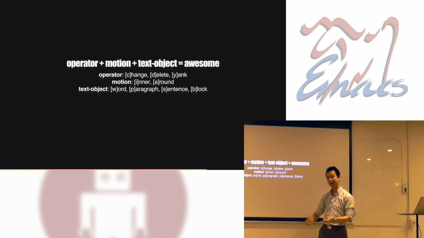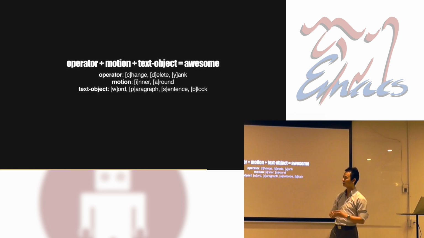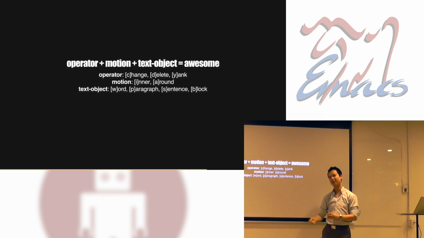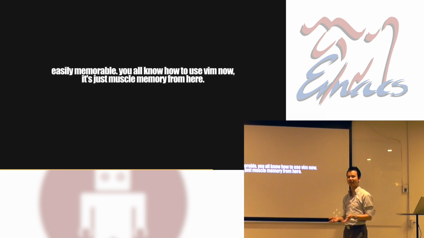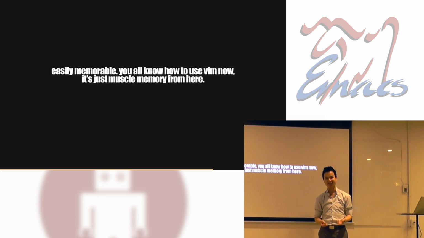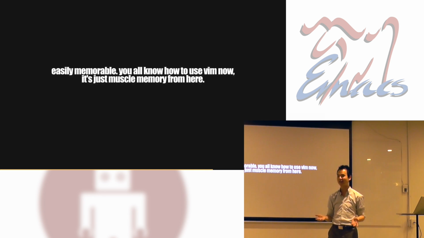Or if you want to create a new text object, or with new plugins, packages, like a comment operator, I want to comment this. So you can create a comment operator, so I can comment around this paragraph. Right? So basically, you guys all know how to use Vim already, because that's very memorable, right? You want to change a word, it literally is CW. I don't think anyone will forget that after I just told you that. And then from here, it's just all muscle memory.